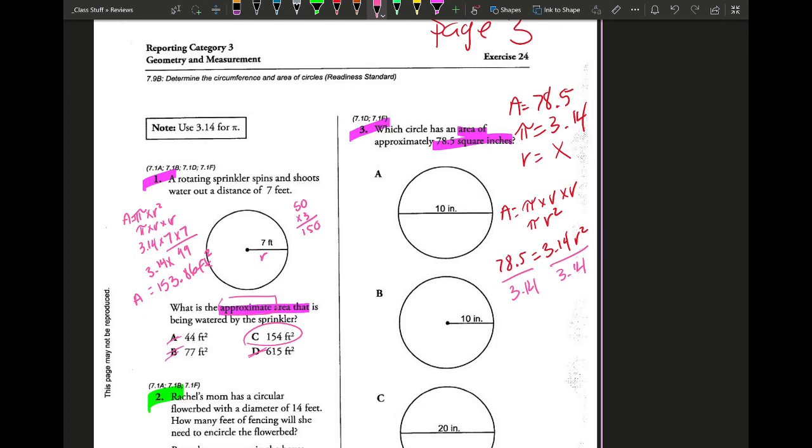78.5 divided by 3.14 is going to give me 25 equals r squared. Now, that's not the answer. That's radius squared. So what r squared means, you have to take the square root on both sides. Basically, you gotta find a number that when you multiply by itself is gonna give you 25. What number can you multiply by itself that gives you 25? 5, right? The radius is gonna be 5. That's the answer. The radius is 5.